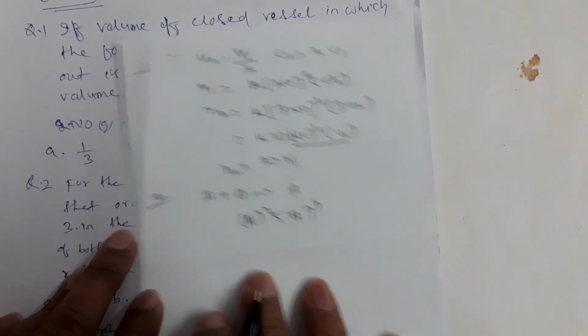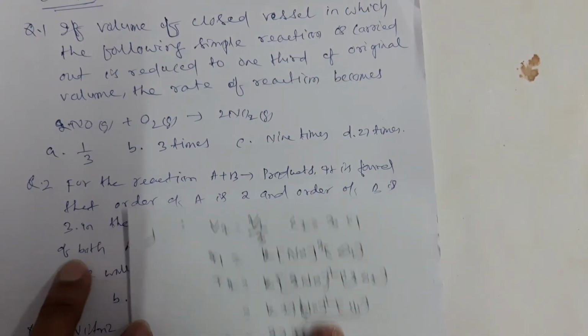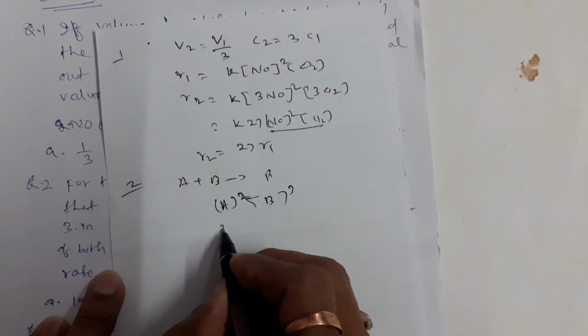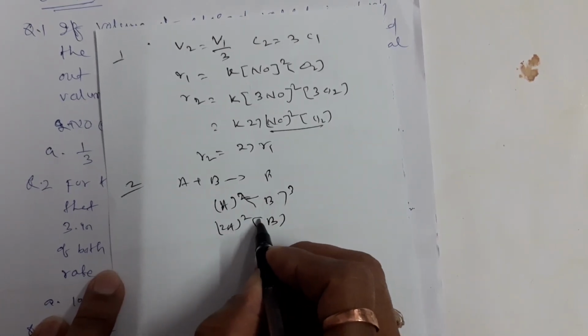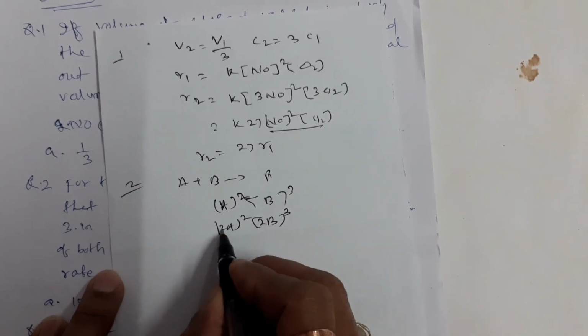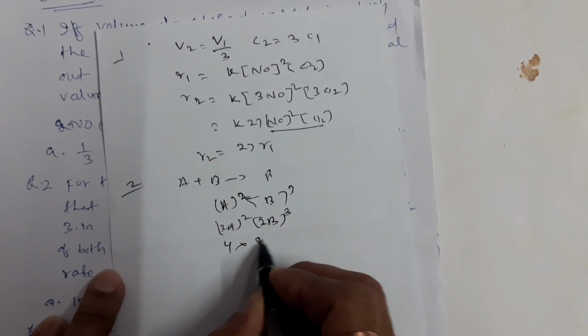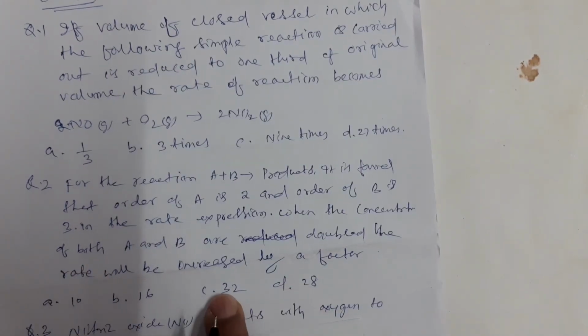So what is told? When the concentrations of both A and B are doubled. So it is doubled: (2A) squared, (2B) cubed. So 2 to the power 2 is 4, 2 to the power 3 is 8. That is 32 times. So choice C is the correct answer.